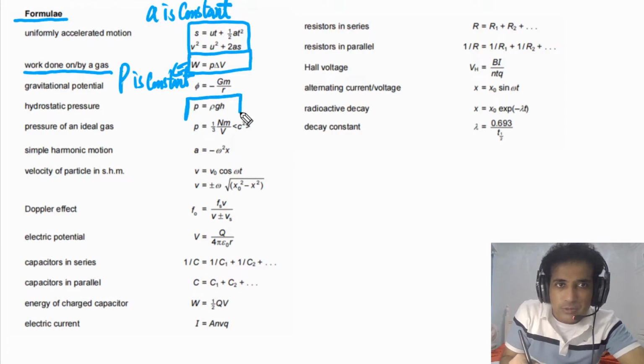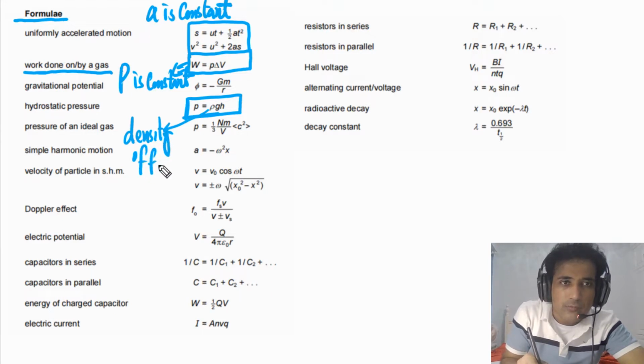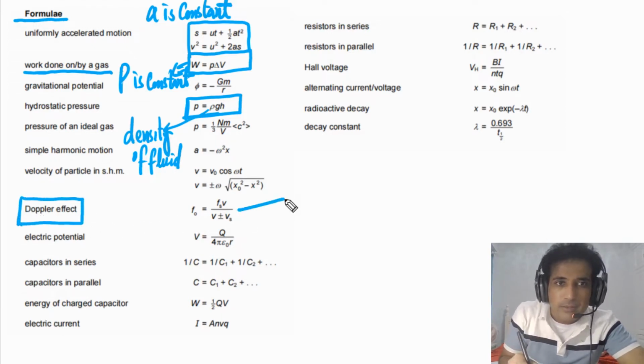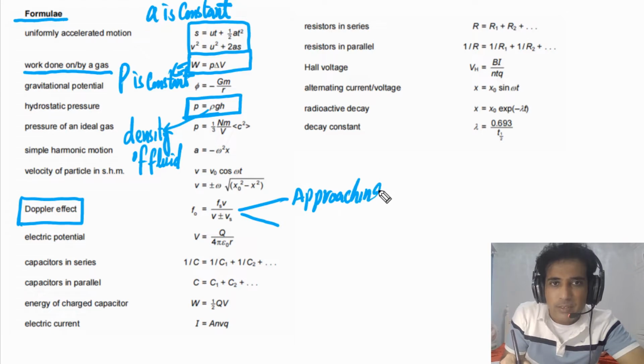You also need this one for AS physics, and in this formula, rho is the density of fluid. So you need to understand what rho is representing. Density of fluid. Fluid means liquid or gas. You also need the Doppler effect formula. This formula you can use when the source is approaching, and also you can use this one when the source is moving away. So simply we can say you can use this one when the source is approaching and when the source is moving away.